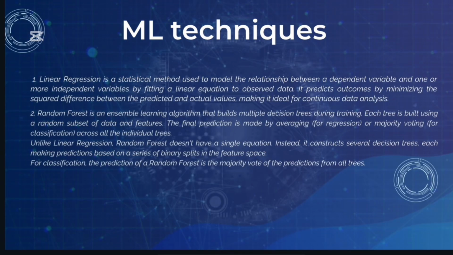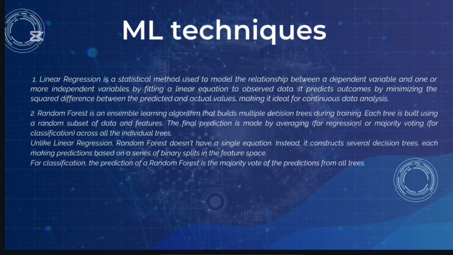And for the model selection, we have chosen two machine learning techniques. First, linear regression is a statistical method used to model the relationship between a dependent variable and one or more independent variables by fitting a linear equation to observed data. The second, random forest, is an ensemble learning algorithm that builds multiple decision trees during training.